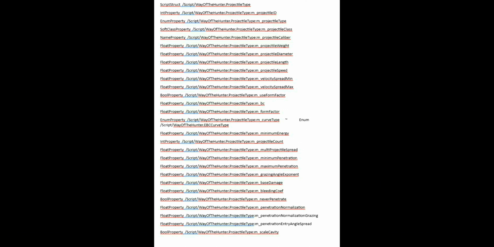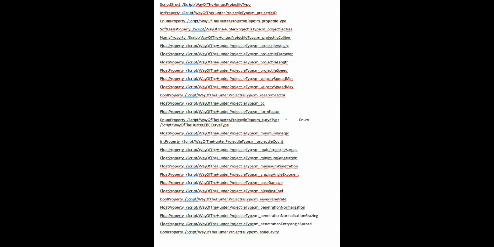That's going to come from sectional density, grazing angle component. I'm assuming that's where it goes in, what angle, base damage, bleeding coefficient, probably for how much damage it does. Never penetrate, probably, if it hits something, it's never going to penetrate that, like a wall, a tree. Penetration normalization, grazing, penetration, entry, angle spread, and scale cavity. And the scale cavity is going to be for your cavitation, for your cavitation damage.